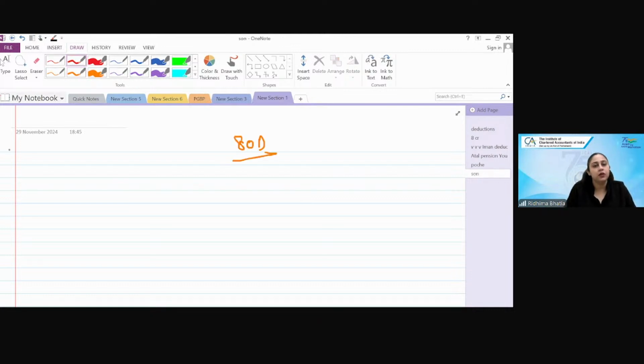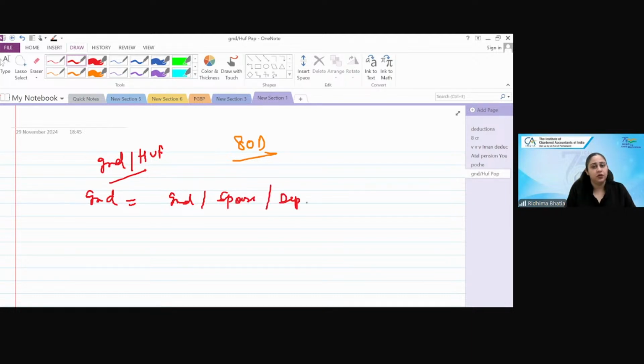80D talks about deduction in respect of medical insurance premium. सबसे पहले, this is again allowed only to individual and HUF, number one. Number two, individual can make contribution for two categories: individual, spouse, dependent children, I use the word dependent children, and parents. Parents के लिए I have not used the word dependent. So a question can come to confuse you: dependent parents, independent children. Please be very careful. Okay? And HUF obviously will make a contribution for any member of the HUF.